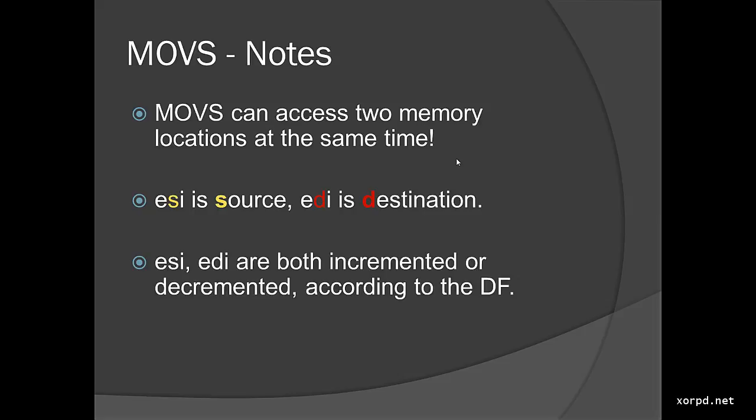ESI and EDI are both incremented or decremented according to the direction flag. Just like we had for the STOS and LODS instructions, this is also true for the MOVS instruction. The direction flag determines the direction in which ESI and EDI advance. MOVS is very useful for copying data, as we are going to see now.